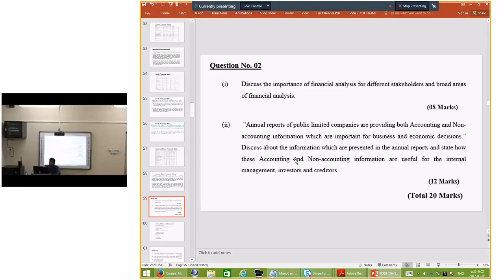which are presented in annual reports and state how these accounting and non-accounting informations are useful for the internal management, investors and creditors. Now you have to think with these three categories, three stakeholders. Based on that, you can provide the answer on how far they are using and how useful accounting and non-accounting information is.